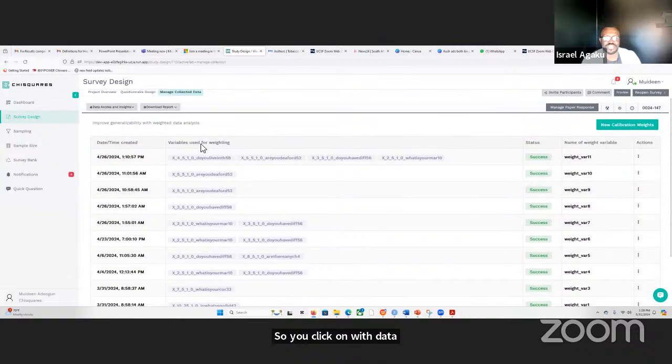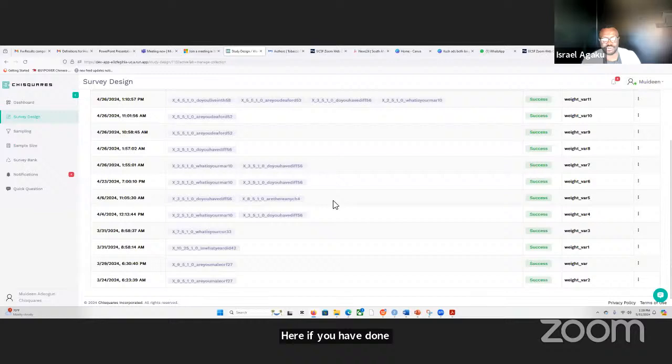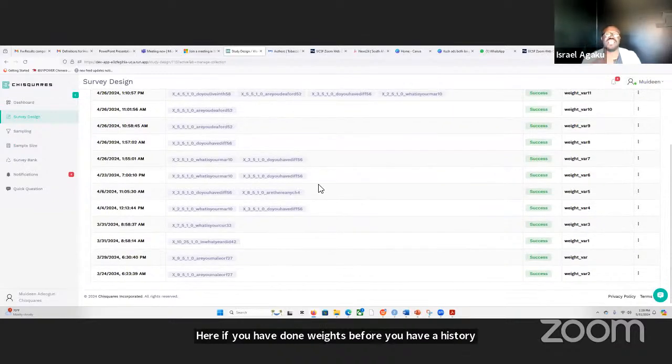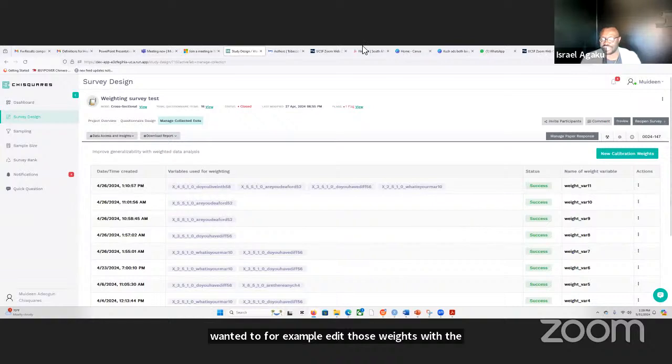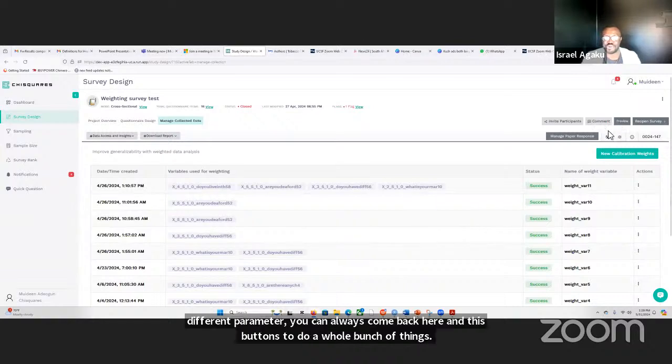And here, if you have done weights before, you have a history of those weights, right? You can create new weights. Now, remember I said that if you weight data and come back tomorrow and you wanted to, for example, edit those weights with a different parameter, you can always come back here and use these buttons to do a whole bunch of things. But anyway, that's not the focus of today. Let's go about how you create weights.